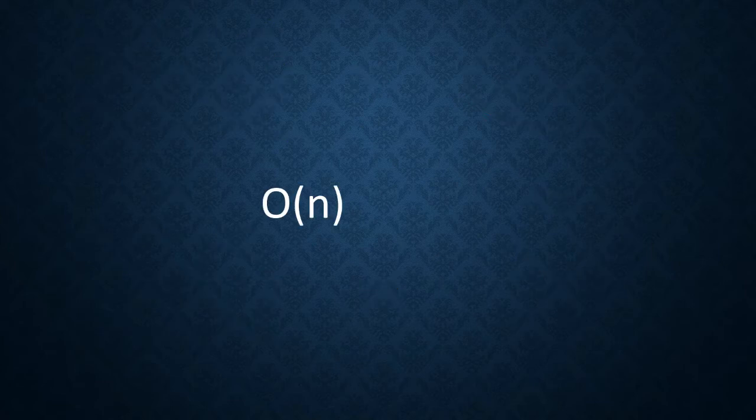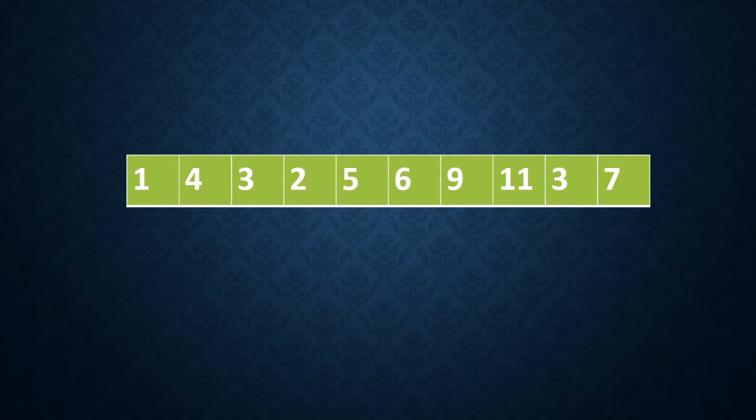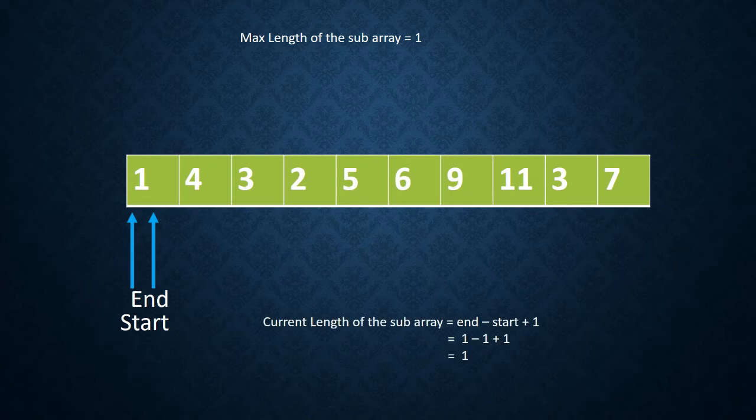So we would target this time complexity. Now suppose our sample array is an array of 10 elements, that is 1, 4, 3, 2, 5, 6, 9, 11, 3, 7. We can take an approach where we take two pointers, start and end, which would point to the first element initially, and suppose our initial maximum length of the subarray is 1.